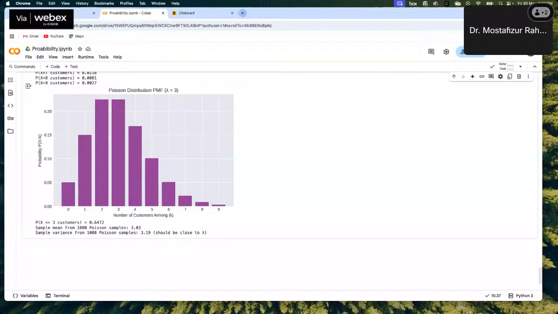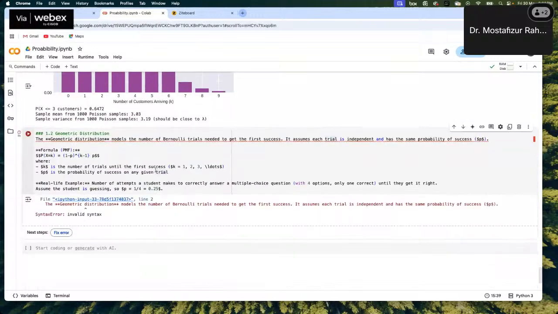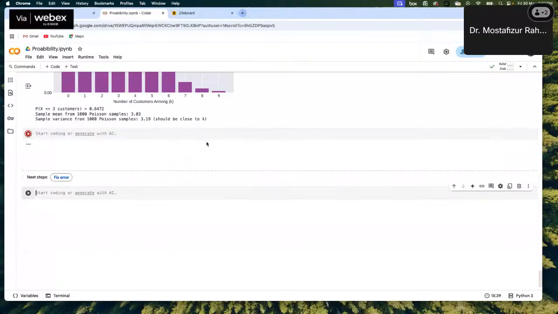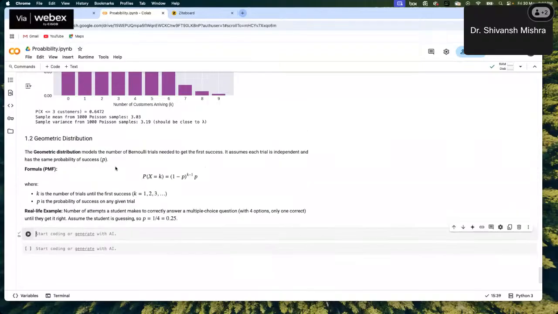Now let's take a geometric distribution problem. The geometric distribution models the number of Bernoulli trials needed to get the first success. If I repeatedly try something, suppose I try tossing a coin, what is the number of trials I should do such that I get the first head or first tail for the first time?